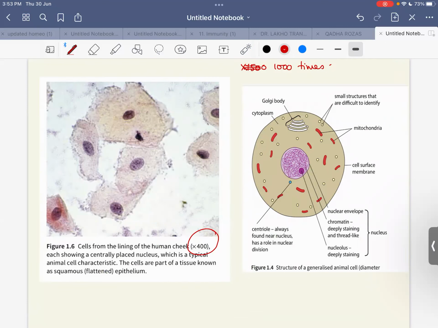Cell membrane, nucleus and cytoplasm can be easily seen on the light micrograph, which is magnified to roughly 400 times. Mitochondrion can be seen on a high power light micrograph, whereas ribosomes can only be seen on the electron micrograph. So I end my lesson for today.